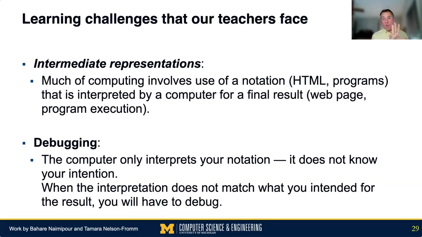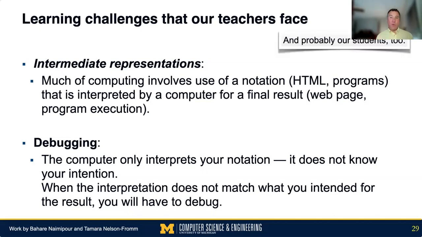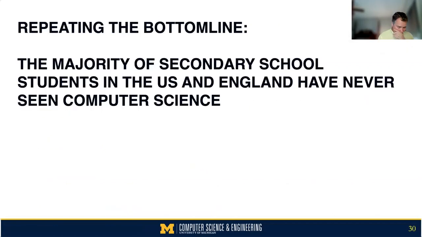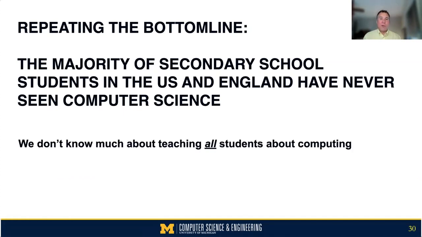I suggest that these big ideas about intermediate representations, and that you might get your intentionality wrong, are problems that even our students are challenged with as well. But they're very early in the process. They're even to the left of the learning trajectories that I described to you from Diana Franklin's group. So I'm going to repeat the bottom line. It's much more of a big deal in the United States, where there is no requirement of computer science at the primary level. I suggest that we don't know much about teaching all students about computing.